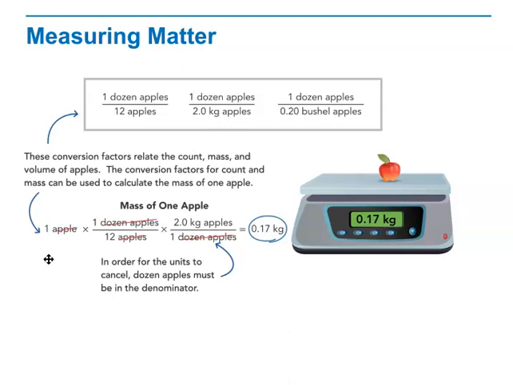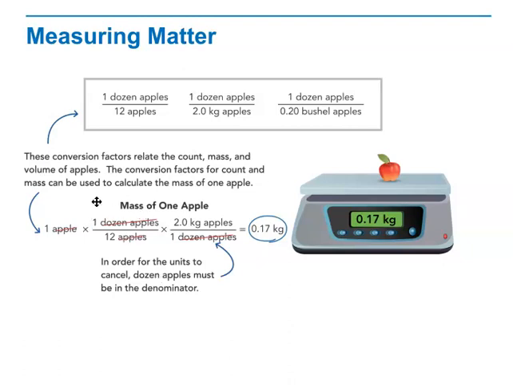So if I want to figure out the mass of 1 apple, I start with 1 apple. Then I multiply by 1 dozen apples divided by 12 apples. And you notice that apple is in both the numerator and denominator. That means that unit cancels out, and I would be left with a dozen apples. Now, it's just like with our numbers. If you have 2 divided by 2, that's 1. If you have x divided by x, that's 1. The same applies to our units.